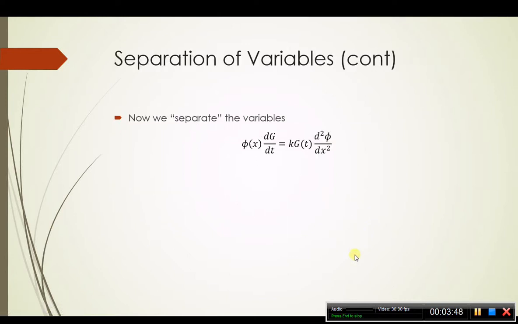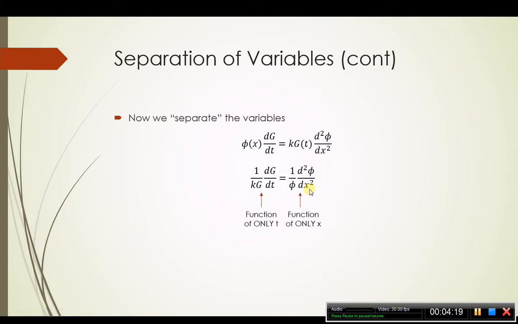Okay, so now we're going to separate the variables. This is just the equation we had on the previous slide: phi dg/dt is equal to k g of t times the second derivative of phi with respect to x. Notice we can take this g to the other side and this phi to this side. So here we have 1 over k g times dg/dt is equal to 1 over phi times the second derivative of phi with respect to x.